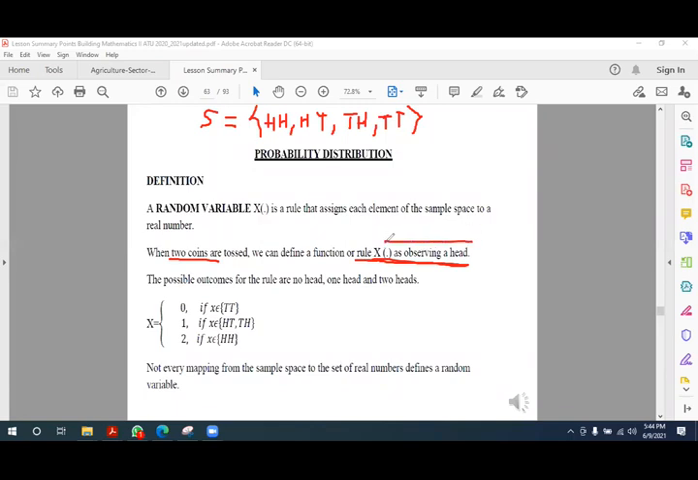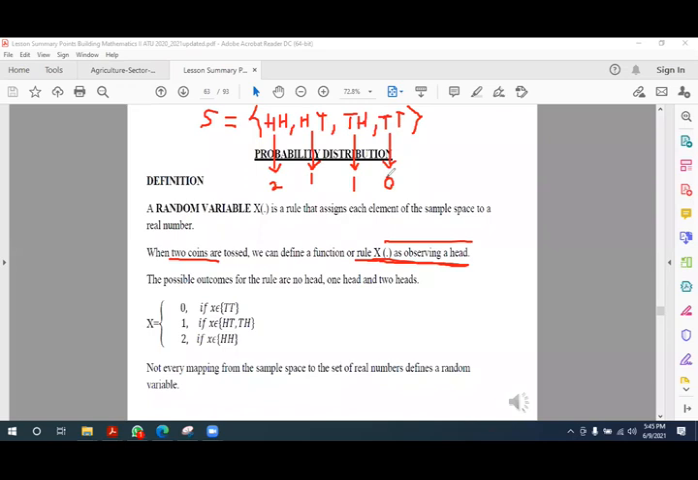So the question is, how do we map the elements in the sample space to the real number values? You only map it based on the given rule. The rule says observing a head. We are talking about mapping each outcome in the sample space to a real number value. The first outcome is head and head. How many heads are in that outcome? Two. Second outcome, how many heads are there? One. Third outcome? One. Fourth outcome? Zero.